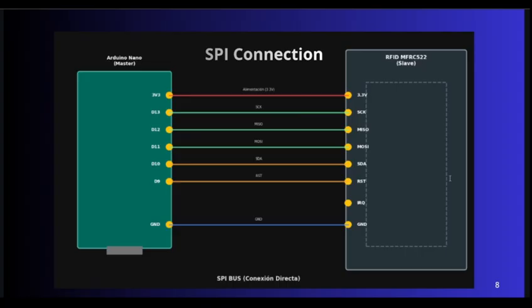Our distributed system depends on the correct implementation of three key communication protocols. Each was chosen for a specific reason.